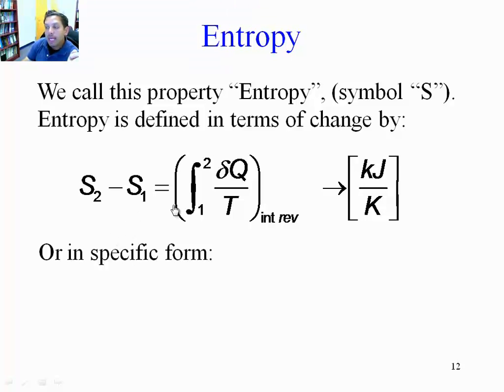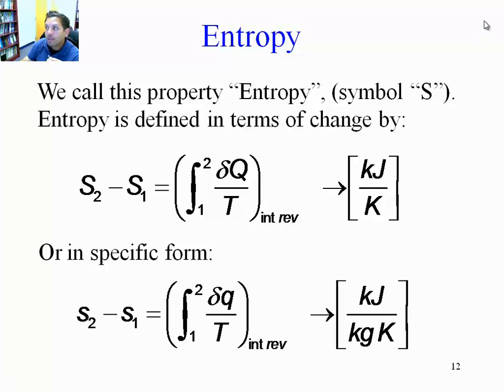That can be done in absolute form, S2 minus S1 is the integral of dq over T, and look at the units. Q is in kilojoules, energy in the form of heat, and temperature is in Kelvin. So the units of entropy are kilojoules over Kelvin. Or it can also be done in specific form, if we use the specific form of the heat, delta lowercase q, where the units of specific heat are kilojoules over kilogram. So the units of specific entropy are kilojoules over kilogram Kelvin, because of the temperature in the denominator.